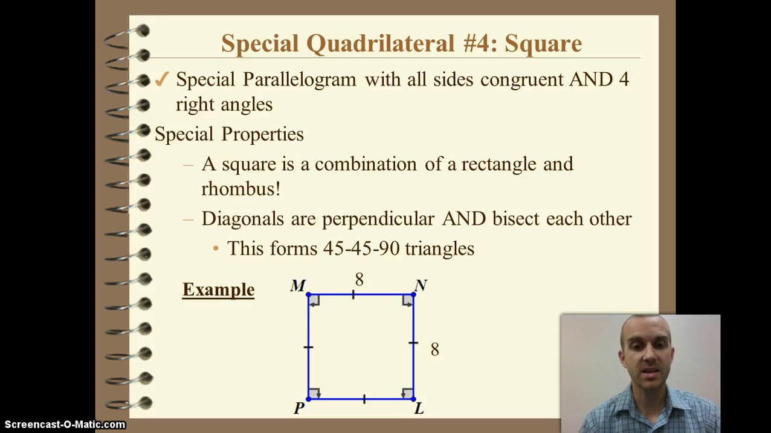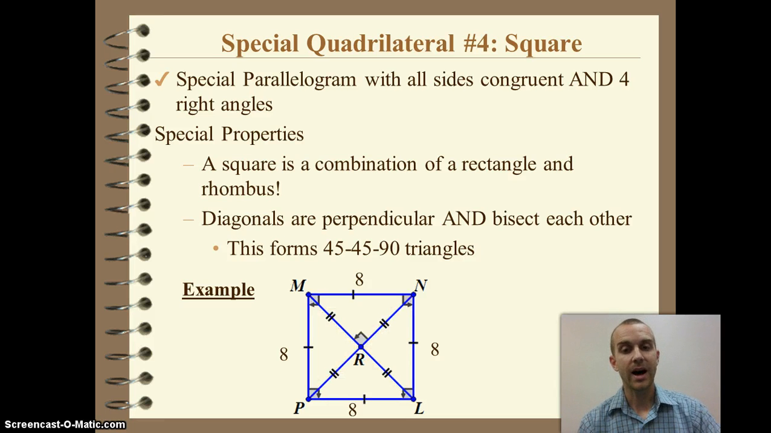So once I know one side is 8, I know all four sides are 8. And if I draw in my diagonals, I see that I end up with isosceles right triangles. That's the 45, 45, 90 triangle. And I can use that to help me find each of those smaller diagonals and the larger diagonal. So I could go either way.